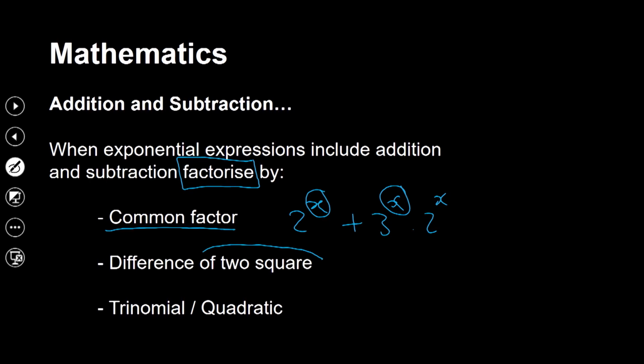And then the other type of factorization is the difference of two squares, which you really need to make sure that you also go back to. And then lastly will be what you call a trinomial or a quadratic expression.